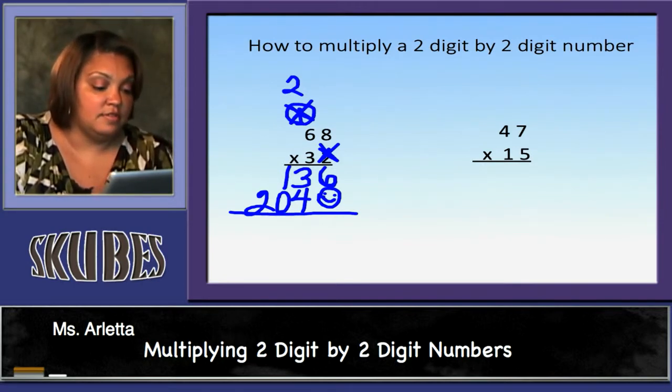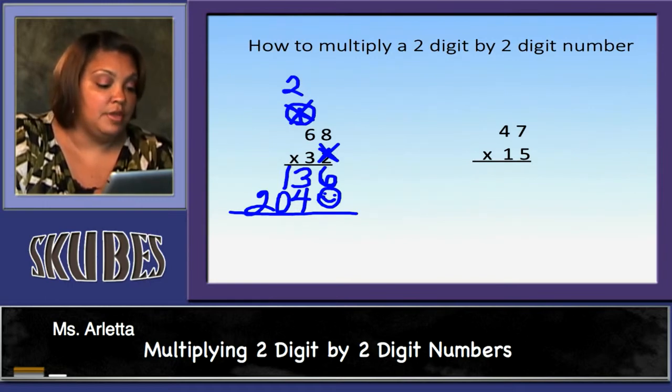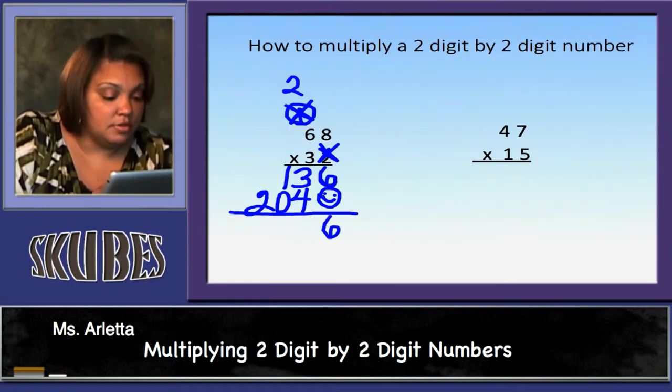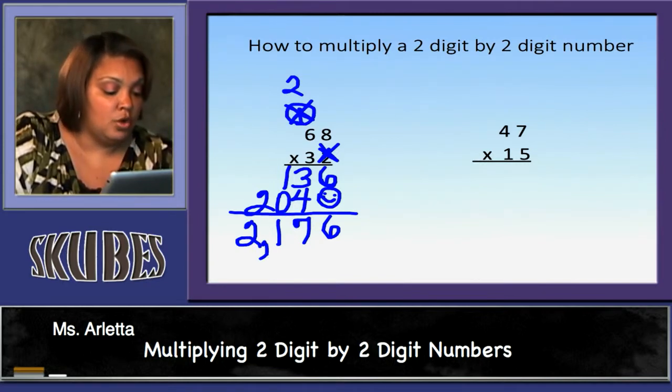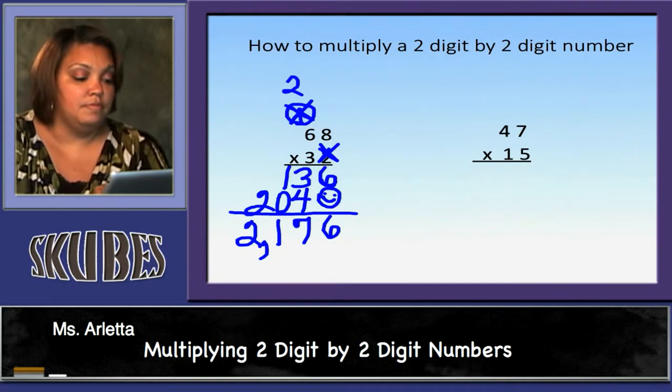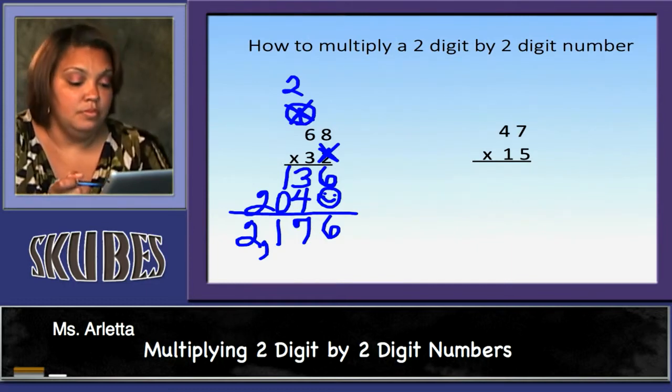You have the 6 and your 0, 3 and your 4, 1 and your 0, and the 2 is alone. All of those numbers are directly underneath each other, and at that point you can add them. 6 and 0 is 6, 3 and 4 is 7, 1 and 0 is 1, and you just bring down your 2 for an answer of 2,176. Let's try another one.